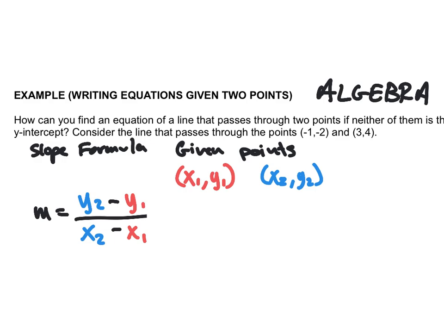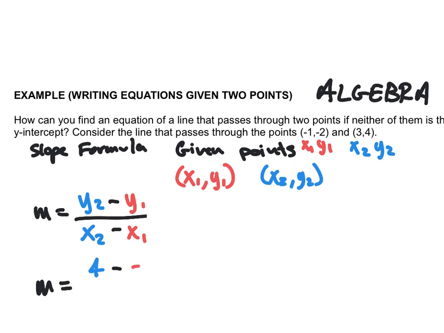And so when you have these points, all right, like -1, -2, and 3, 4, what I want to do is label these. This is x1, this is y1. This is x2, this is y2, all right? And I want to take these numbers and plug them into my slope formula to see what my slope is. So I'm going to do m is equal to, now y sub 2 is 4 minus y sub 1, which is -2.